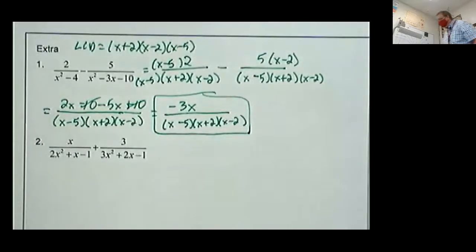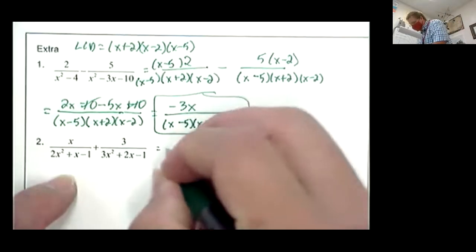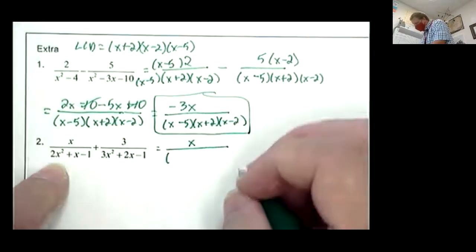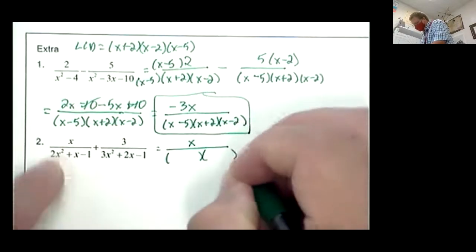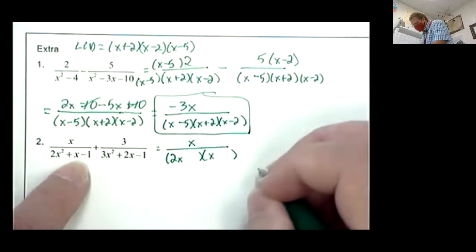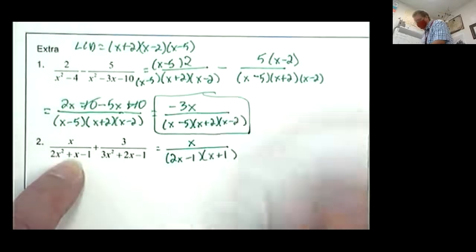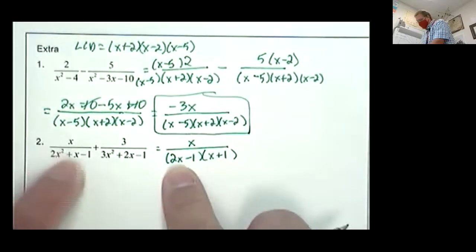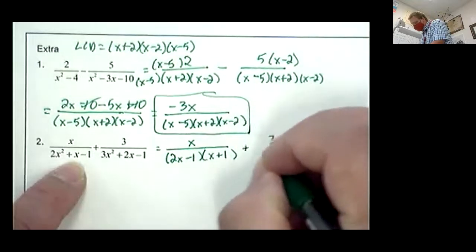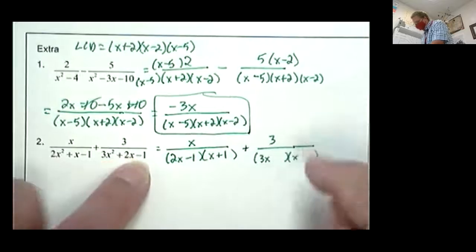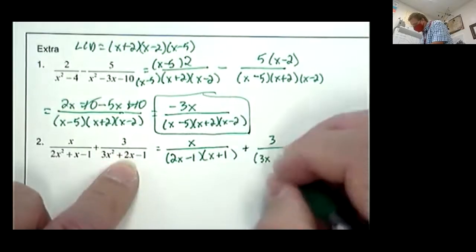And last one, x over 2x squared plus x minus 1 plus 3 over 3x squared plus 2x minus 1. Again, the first thing we want to do is factor to see how to get our least common denominator. This thing's going to factor. Signs are different. Multiplies to give 2x is 2x and x. We need to multiply and subtract to get a plus 1. So that's going to be a plus 1 and a minus 1. And that should get us, there's our negative 1 plus 2. There's our 1x plus 3 over, this one's going to factor 3x and x. Signs are different. We want a plus 2, so it's got to be a plus 1 and a minus 1.